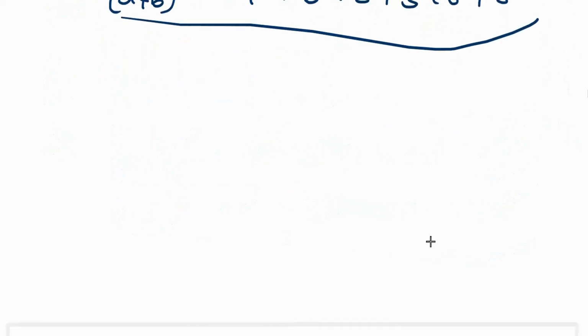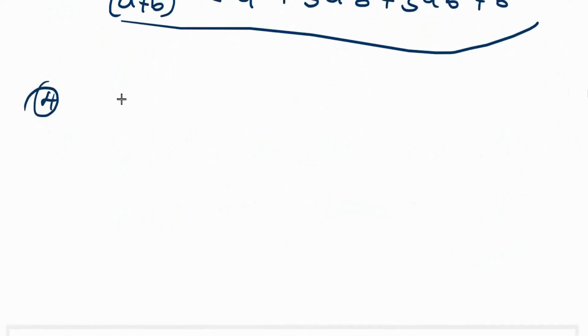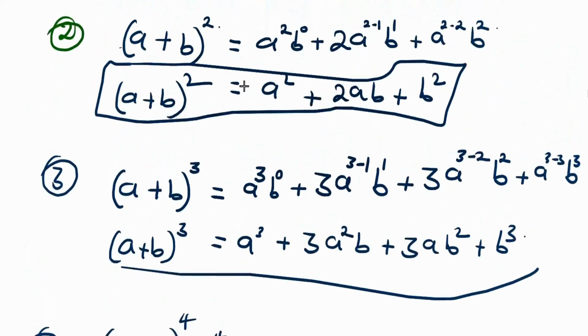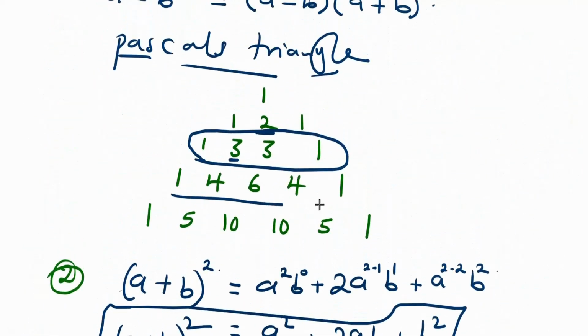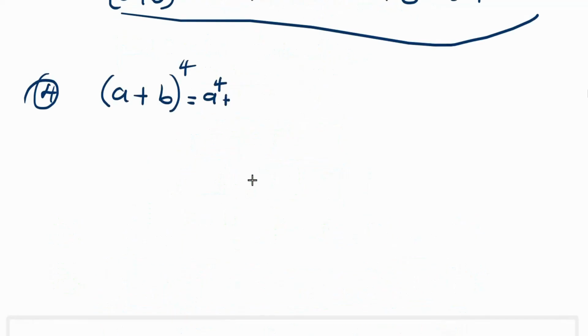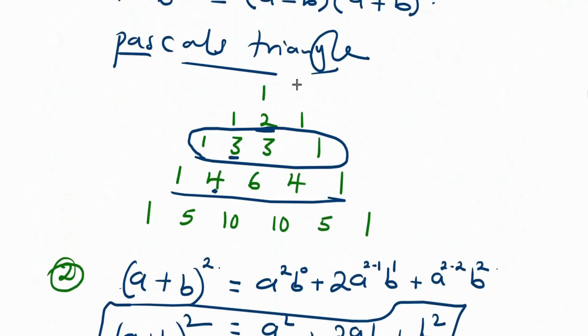We can have the last one, the fourth one, which is a plus b, the whole of it raised to power 4. Remember the first coefficient is 1, so we are going to have a raised to power 4. Then plus, we check the fourth row, so the next coefficient is 4. So we are going to have 4, then a, we reduce the power by 1, this is now raised to power 3, then b.